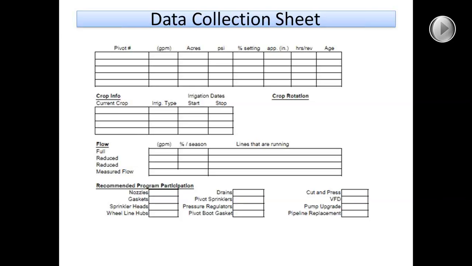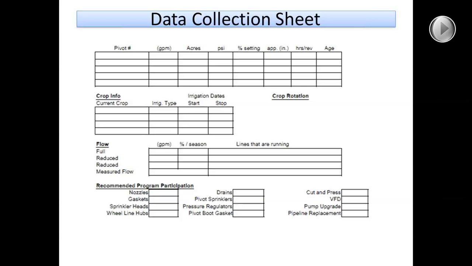Usually for pivots, a lot of farmers will just know what their design flow rate is for the pivots. They probably won't know the design operating pressure, but they may know what kind of pressure they usually have at the pivot point. A lot of pivots will have a sprinkler chart, and sometimes it's right in the pivot panel at the center point of the pivot.